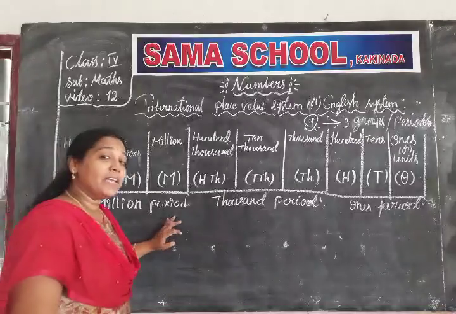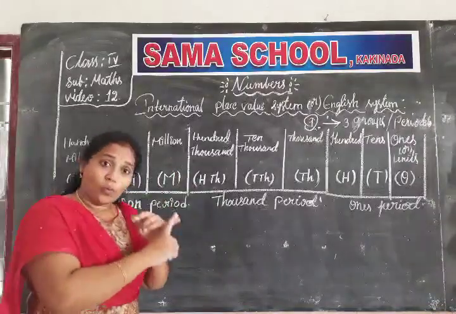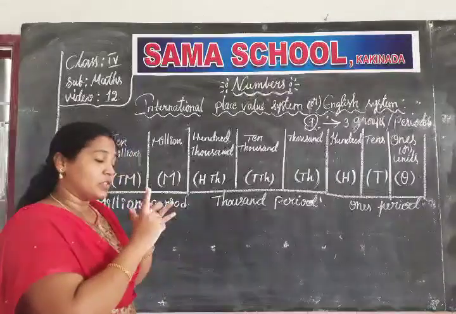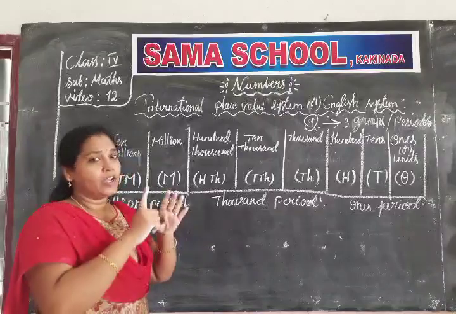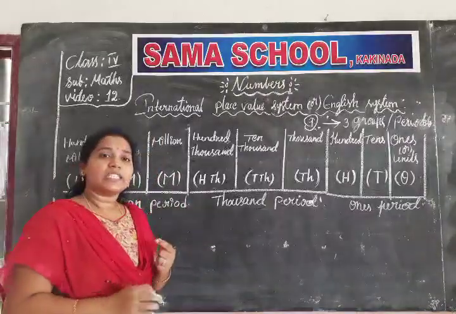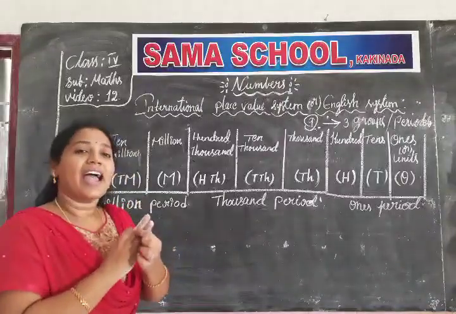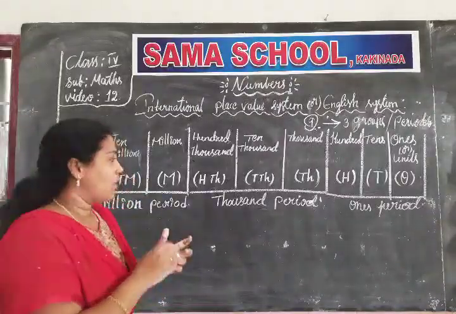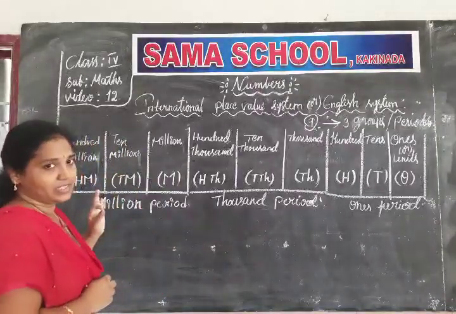But Indian place value system has 4 periods: ones period, thousands period, lakhs period, crores period. But in international place value system, there are 3 periods: ones period, thousands period and millions period. Now you understand, children? There is a small difference.